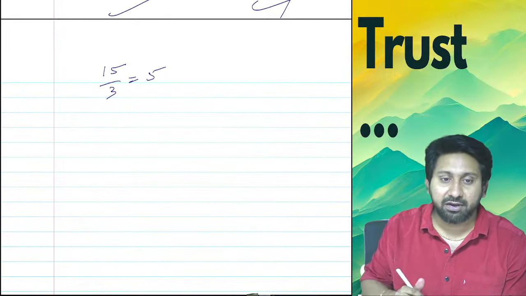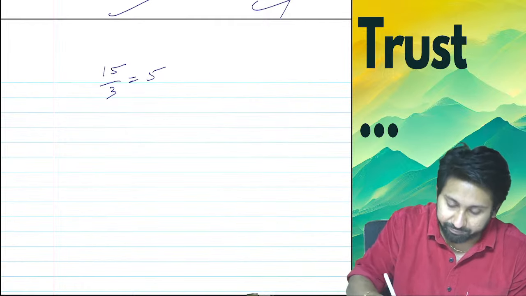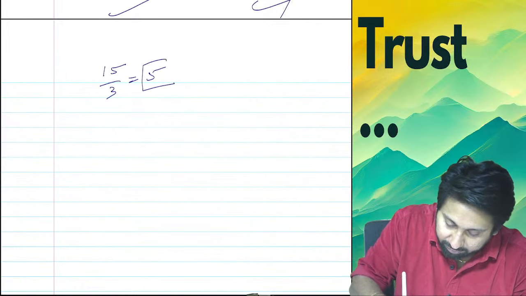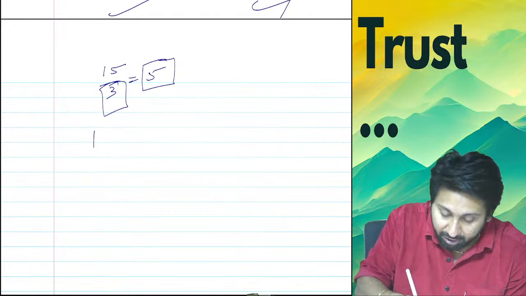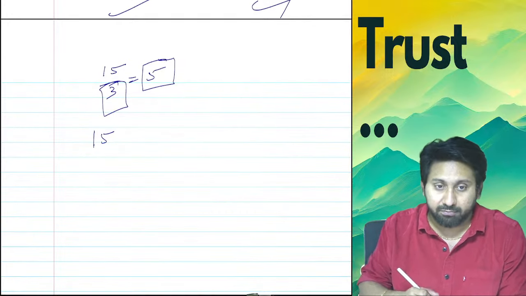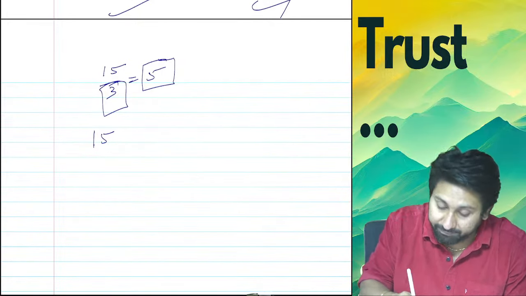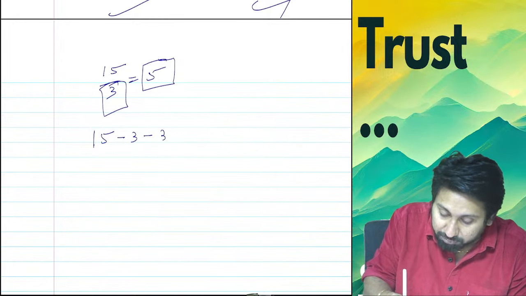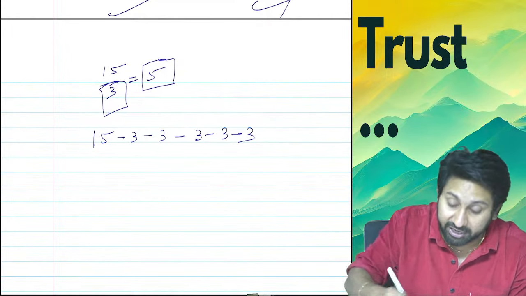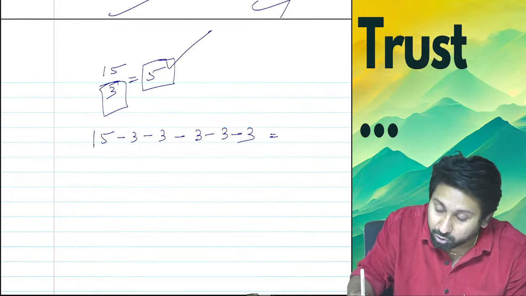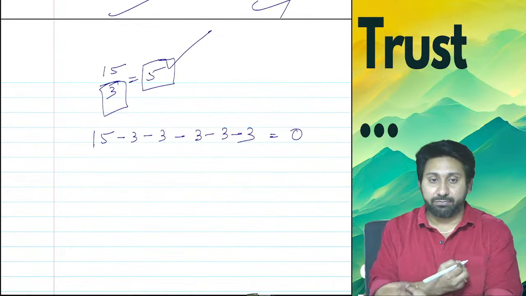15/3 = 5. What does it mean? From 15, 3 should be subtracted 5 times to achieve a remainder of 0.